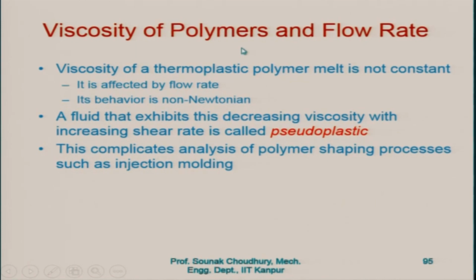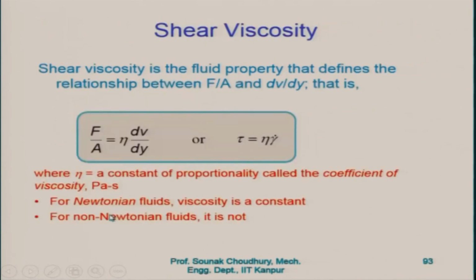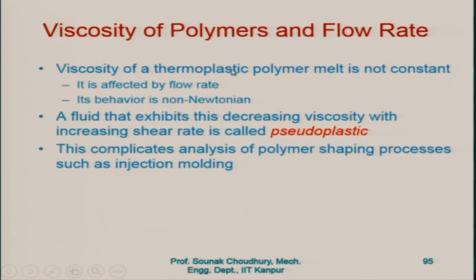Viscosity of polymers and flow rate. The viscosity of a thermoplastic polymer melt is not constant. It is affected by the flow rate and its behavior is non-Newtonian. There the viscosity does not remain constant. Now, you understand that this is a thermoplastic polymer we are talking about, and the viscosity of the melt is not constant.